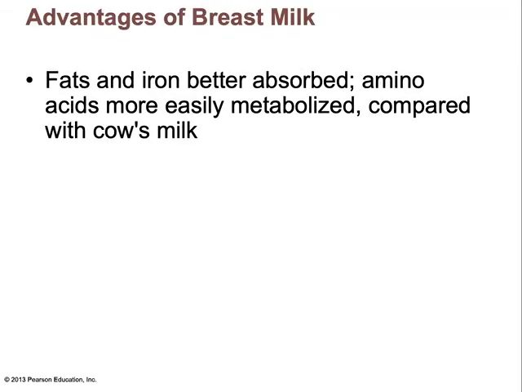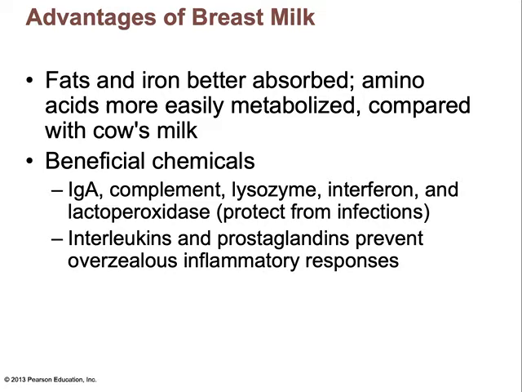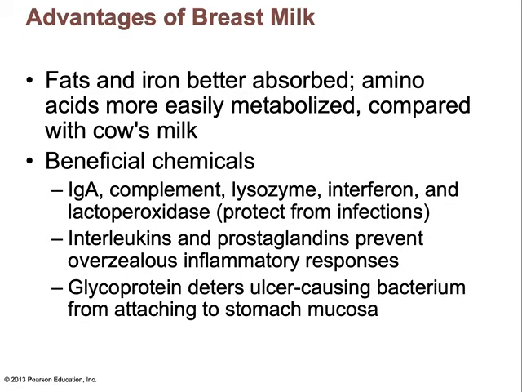Advantages of breast milk: fats and iron are absorbed more easily, and amino acids are easily metabolized as compared to formula. You also have the IgA and the complement and the lysozyme and the interferon in there, as well as lactoperoxidase that protects from infection. Interleukins and prostaglandins prevent an inflammatory response that is too enhanced. Glycoproteins detect ulcer-causing bacteria and keep them from attaching to the stomach mucosa, basically by coating them.